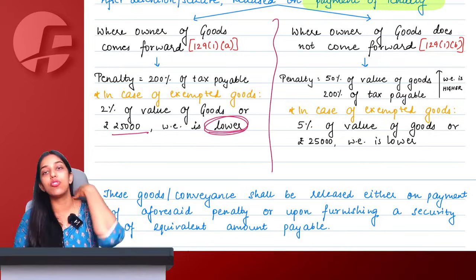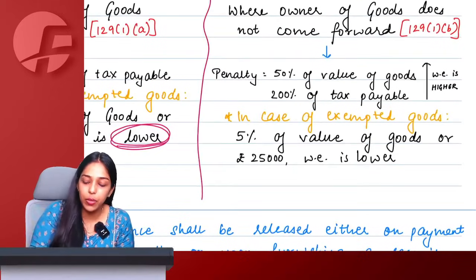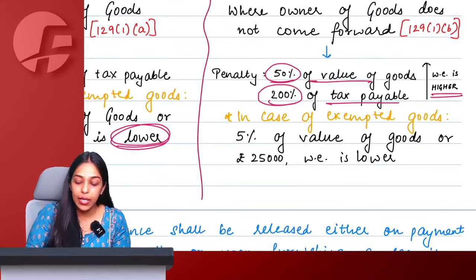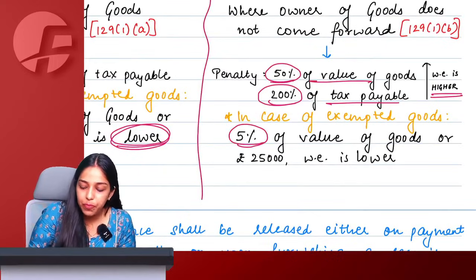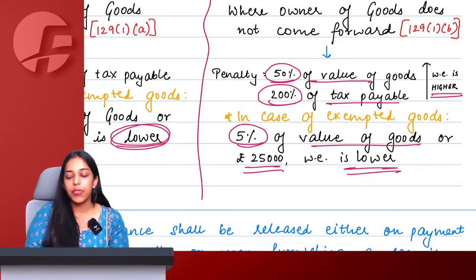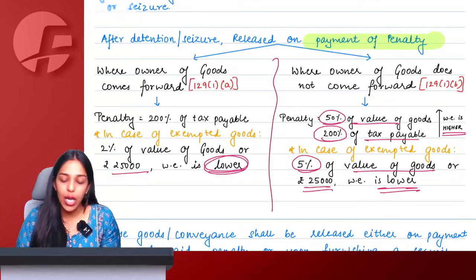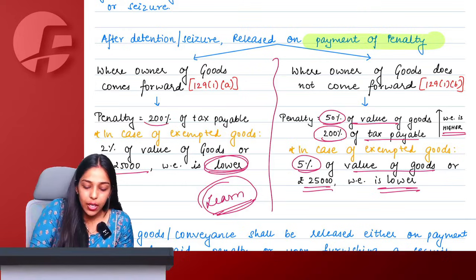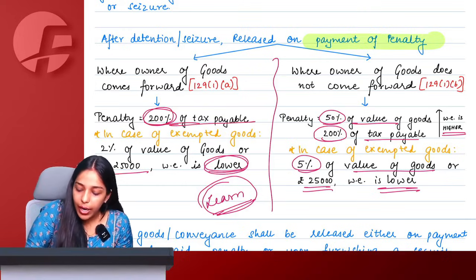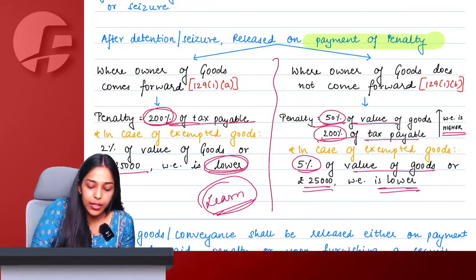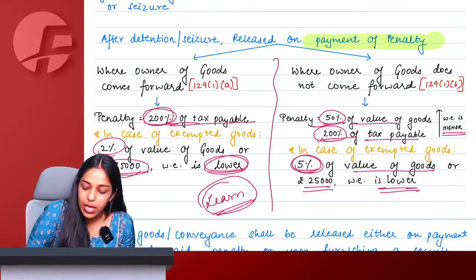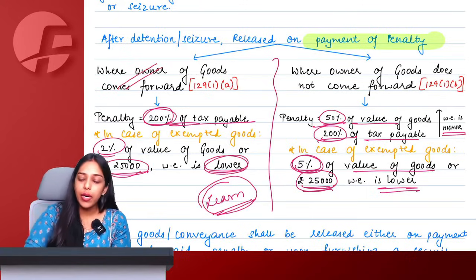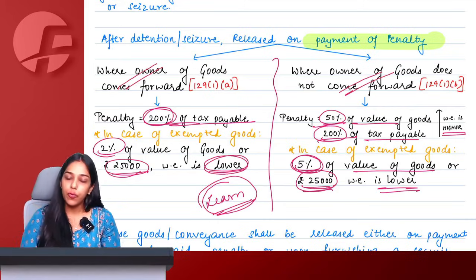But if the owner of goods is not coming forward, then in that case, penalty is going to be 50% of value of goods or 200% of tax payable, whichever is higher. And if the goods are exempted, then it is 5% of the value of goods or 25,000, whichever is lower. There is no way out. You will have to learn this. So see, 200% of tax and 50%, 200%, whichever is higher. Here it is 2% of value or 25,000 and here it is 5% of value or 25,000. Whichever is lower, if the owner comes forward, if the owner does not come forward.